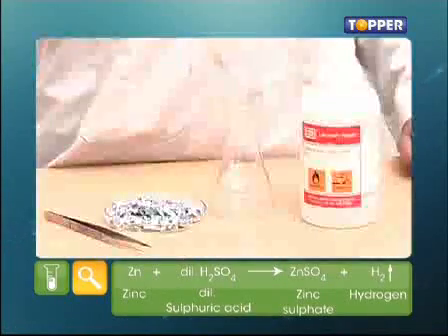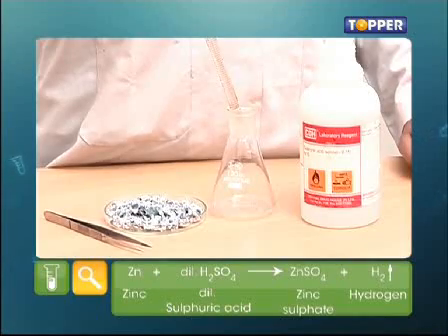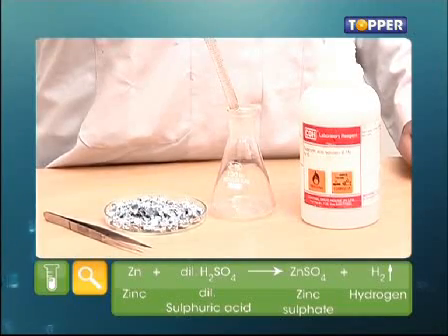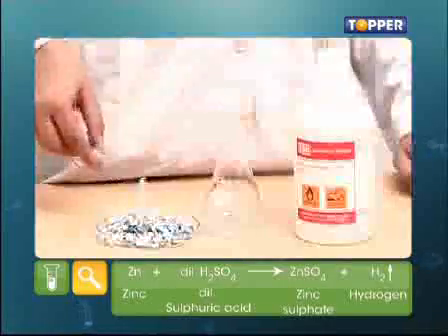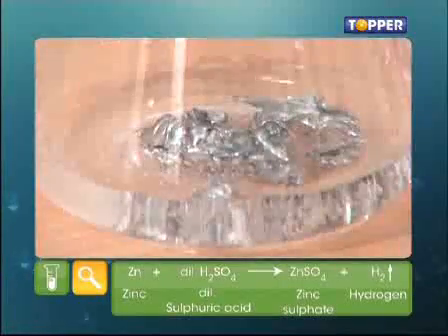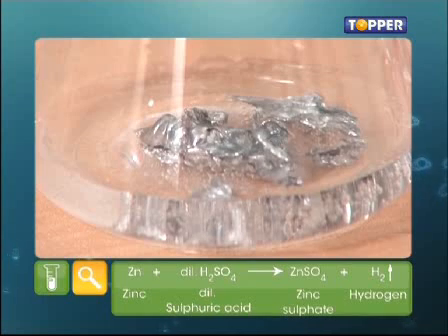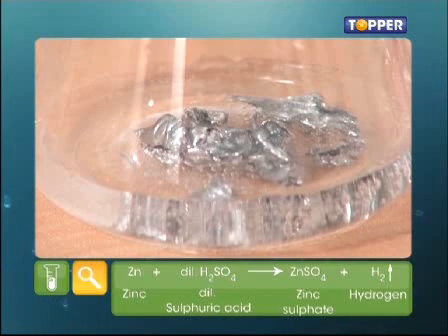Take 2 ml of dilute sulfuric acid in a conical flask. Add zinc granules to it. You can see bubbles of gas being formed. This is hydrogen gas.